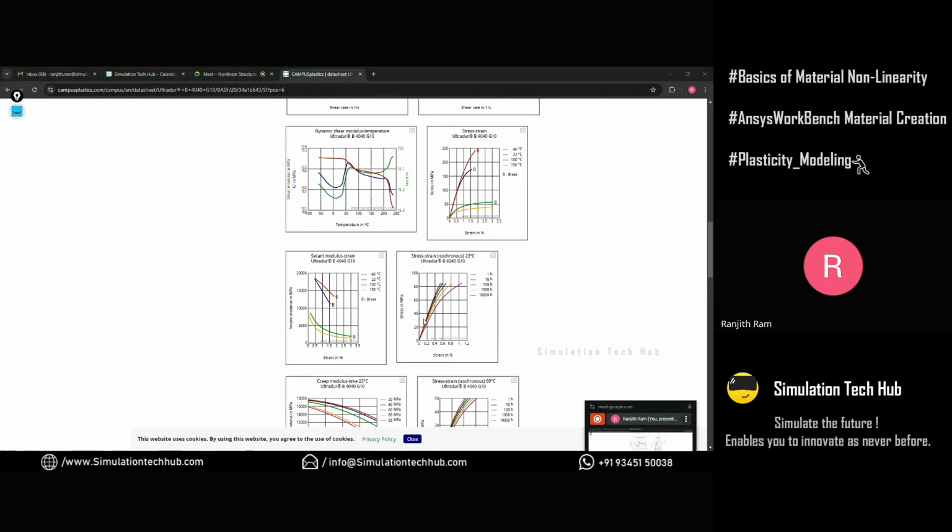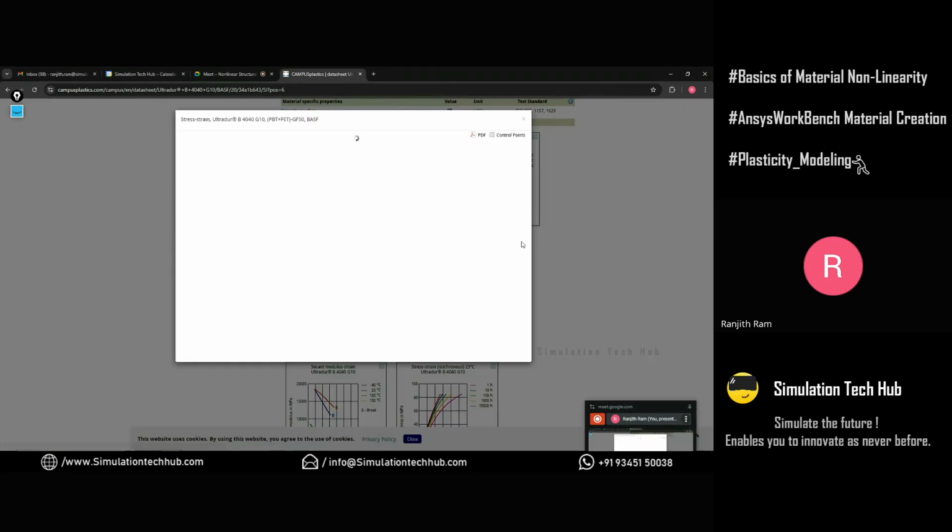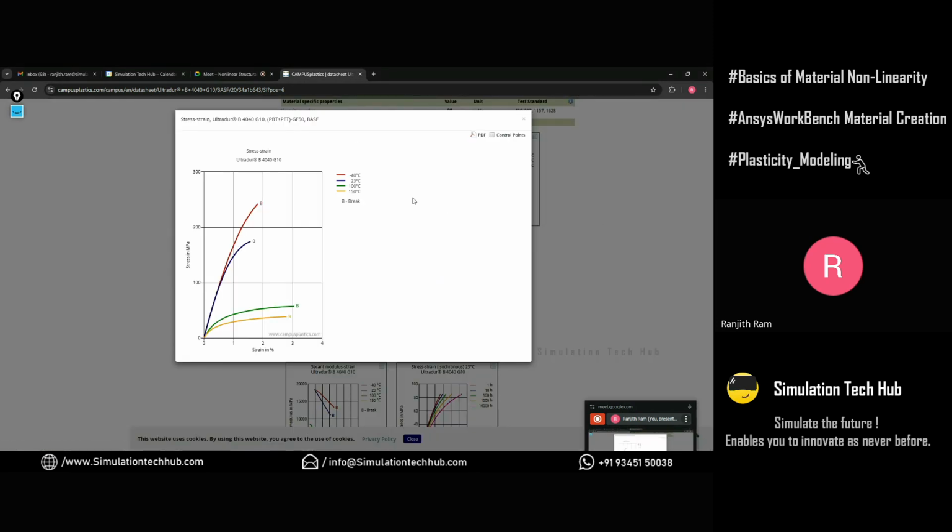You see, we have a stress versus strain graph over here. This is something different; we need this data only. I'll just zoom out. We have stress strain data at different temperatures: 40 degrees Celsius, 22 or 23 degrees Celsius, 100 degrees, and 150 degrees. For room temperature, we need the data at 23 degrees Celsius, so I'm clicking on the 23 degrees Celsius.